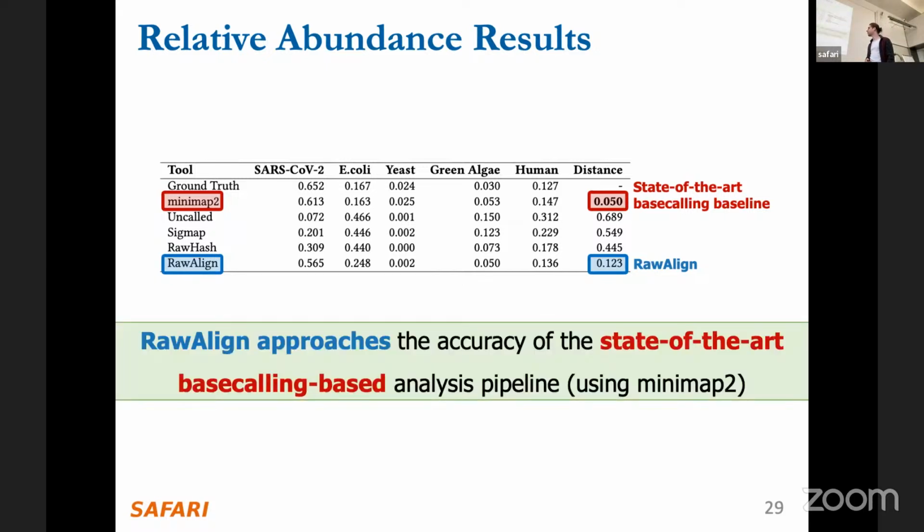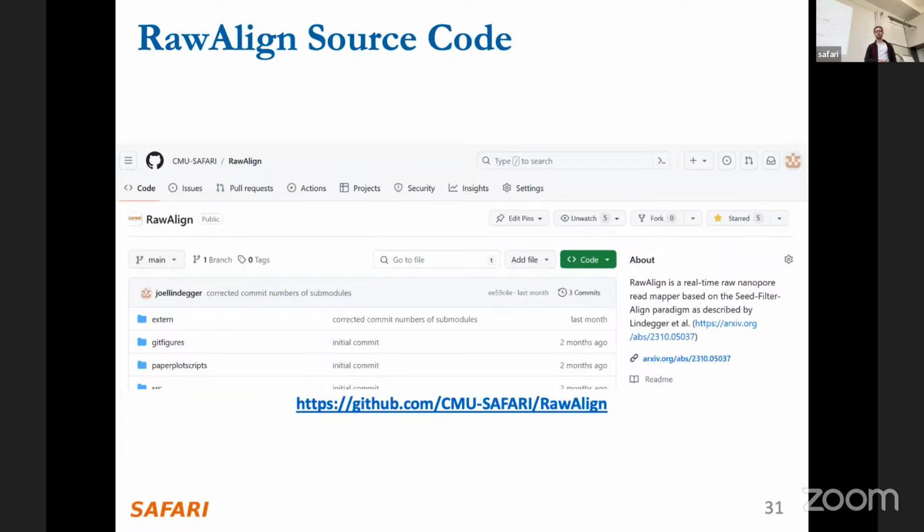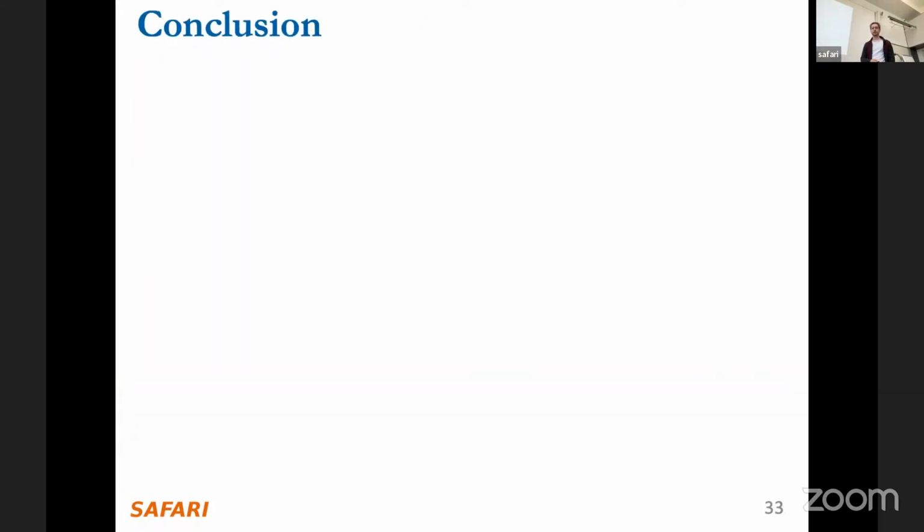So let's at least say as a claim that RawAlign approaches the accuracy of state-of-the-art base calling-based analysis, and that's promising enough in and of itself. As these tools develop, hopefully we can get closer and closer to that, and eventually maybe reach that accuracy or even surpass it. Yeah, there's of course much more analysis in the paper, but let's start going into the discussion soon.